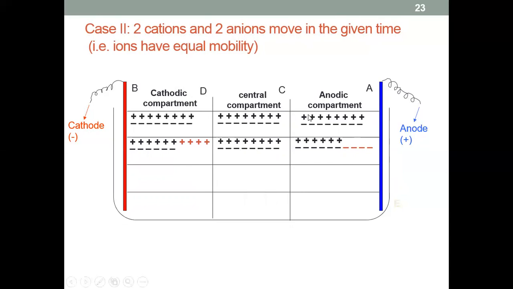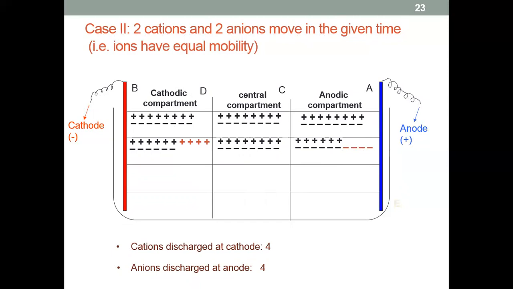So how many cations will be discharged at the cathode? We count the bare number of ions only: 1, 2, 3, 4. So it will be 4. So 4 cations will be discharged at the cathode, and at the anode again we count only the bare, the individual anions without the pair. So these anions are 1, 2, 3, 4. So 4 anions are discharged at the anode, right?